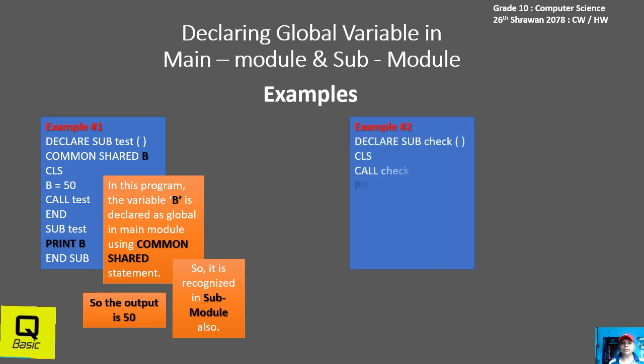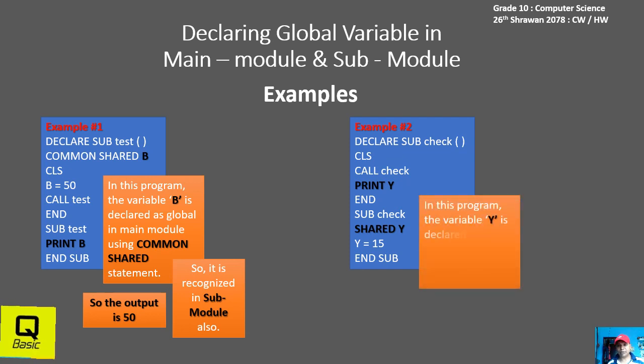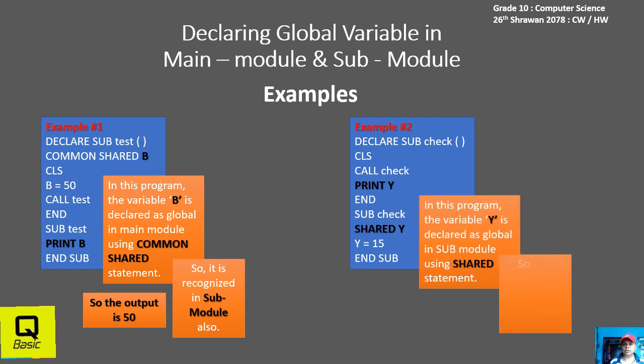Now next is the example of the sub module. Declare sub, and in this program the variable y is declared as a global variable using the shared statement. Okay, and so it is recognized by the main module also. Okay, in the main module also, that's why the output will be 15.